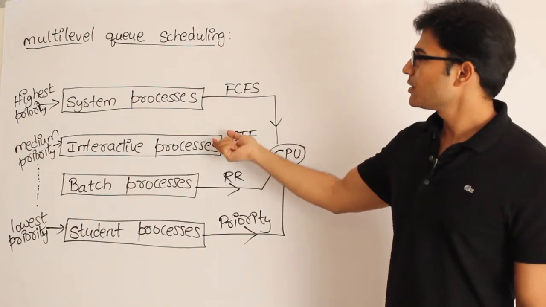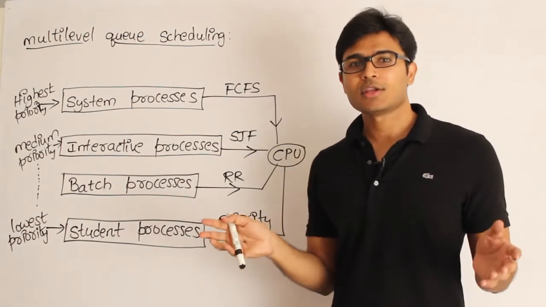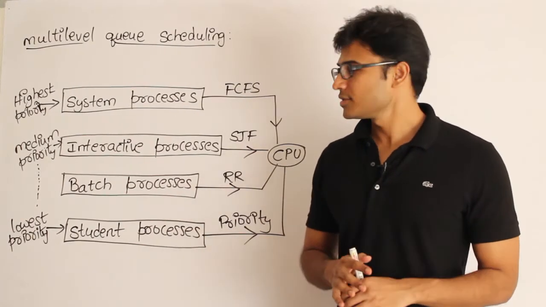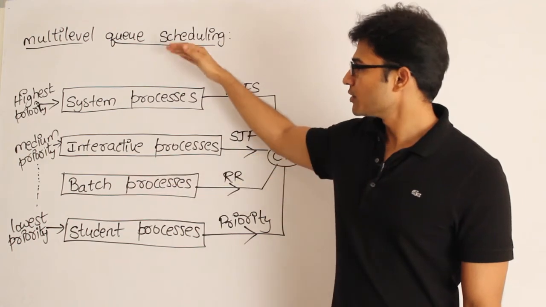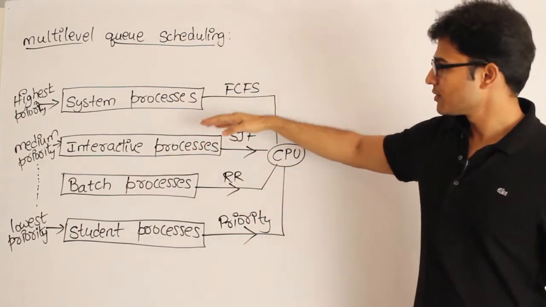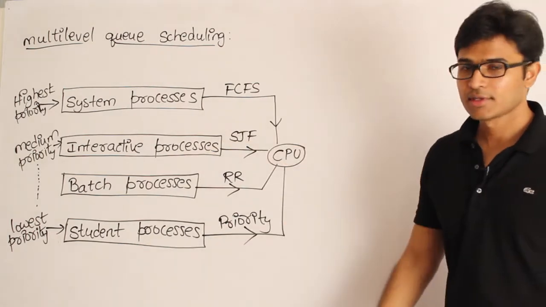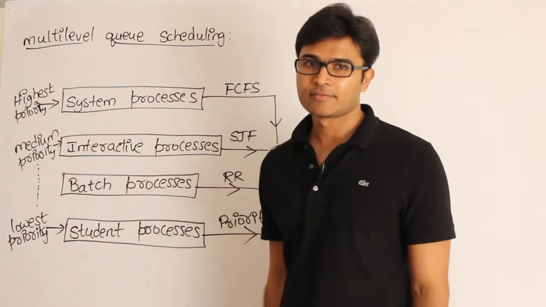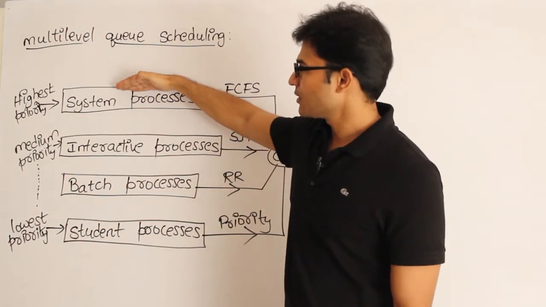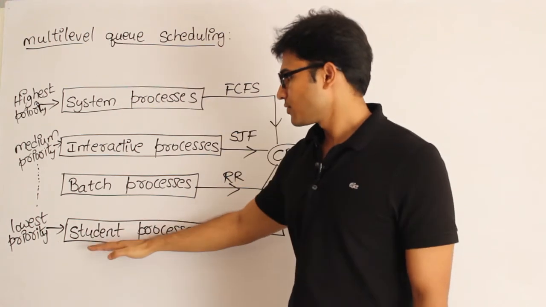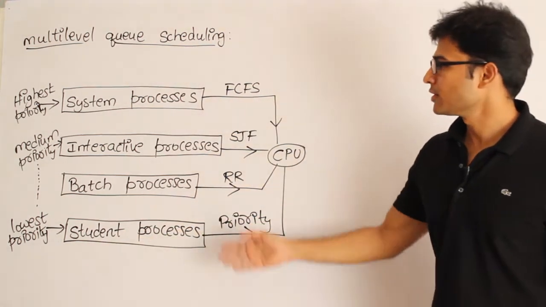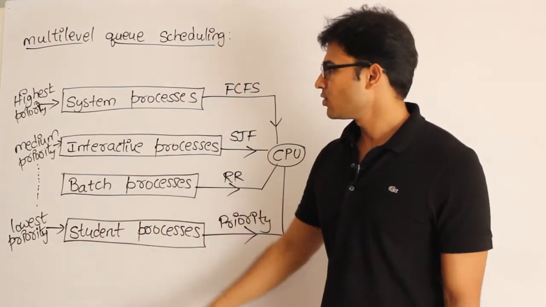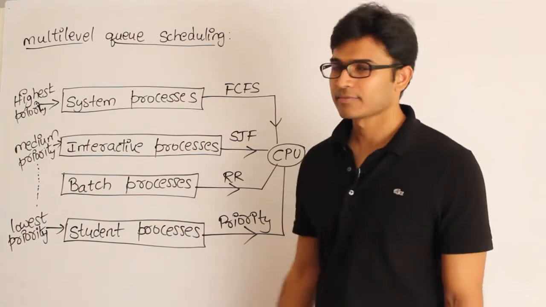So with these many types of processes, I cannot put them all in one queue and just apply one scheduling algorithm, right? Then what we do is we have multi-level queue scheduling. Multi-level queue means we have various levels of queues. One level will have the highest priority and the next level will have decreasing priority. The processes at the highest level have the highest priority, and those at the lowest level have the lowest priority. In this case, system processes get the highest priority, and student processes get the lowest priority, and the priority decreases this way, right?